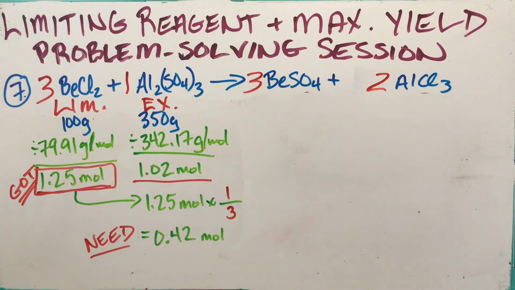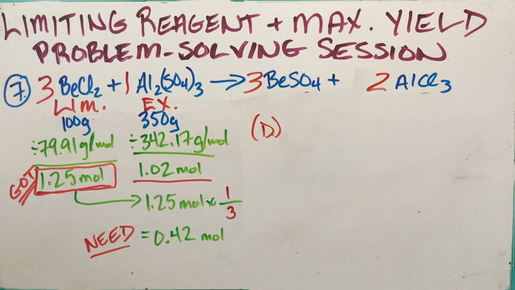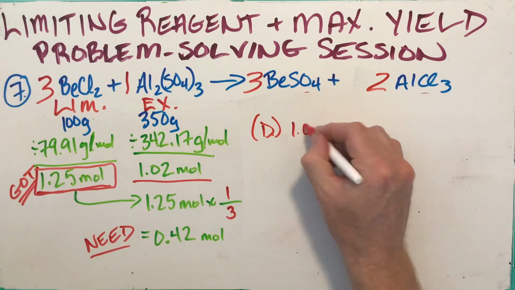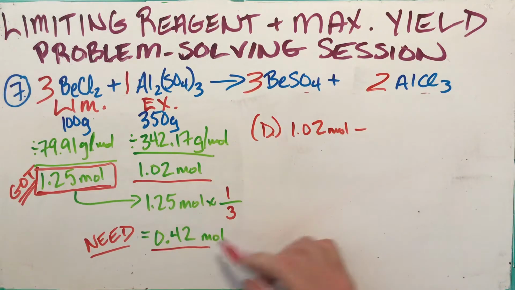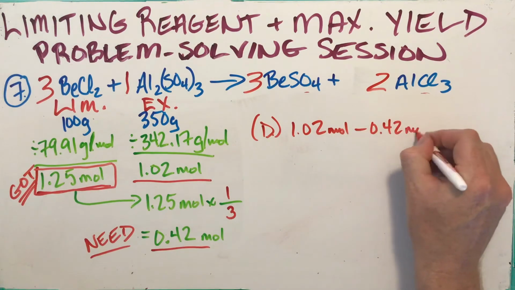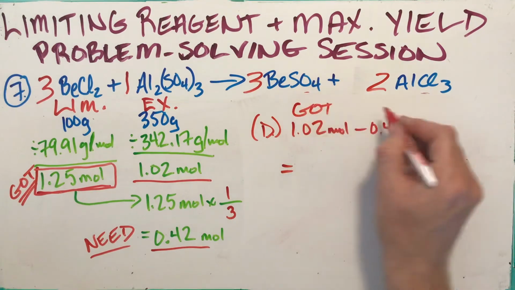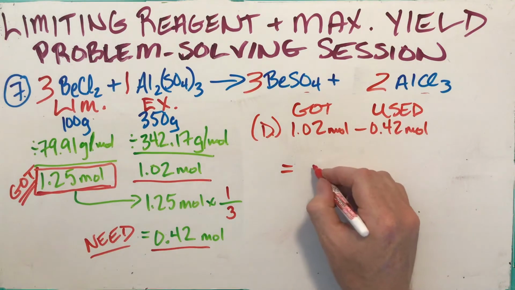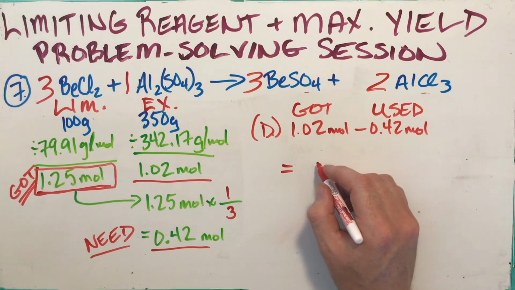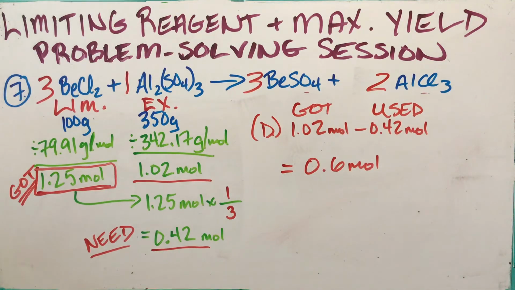Now, to figure out what gets used up. So this is D right here. I'll do it in red, D. So I got 1.02 moles of the excess, because this is my excess reagent. In the reaction, I'm going to burn off 0.42 moles, gets used up. All right, this is what I got. That is what is used. And this is what I'll have left over. And when I subtract those two numbers, I end up with 0.6 moles unreacted or left over.